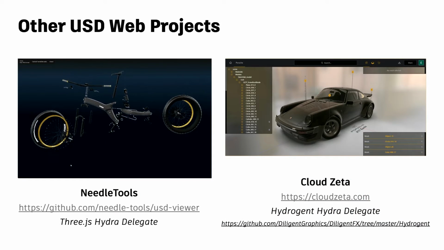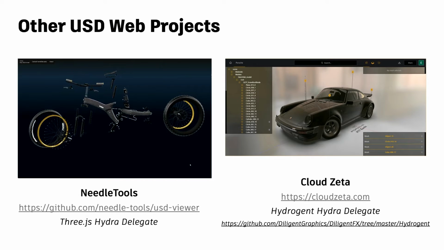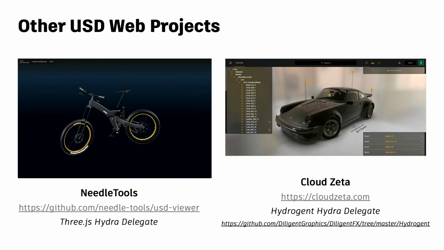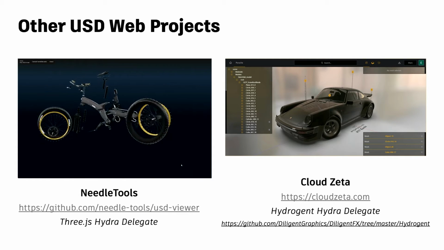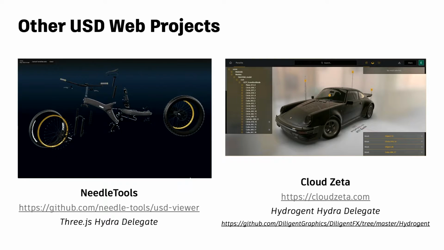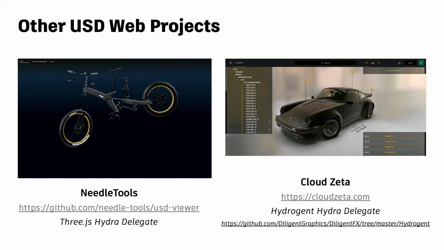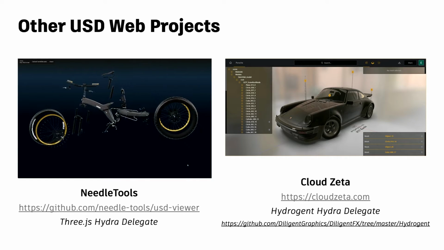So that's some of the work that we've done on the Autodesk side, but there's been plenty of other community projects as well. So these are just 2 examples. So Needle Tools, they built off of the original work that we open sourced with a full assembly of USD. But then they also extended the 3GS-based render delegate to be more capable and supporting a lot more features.